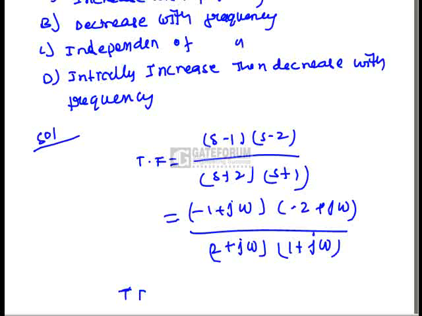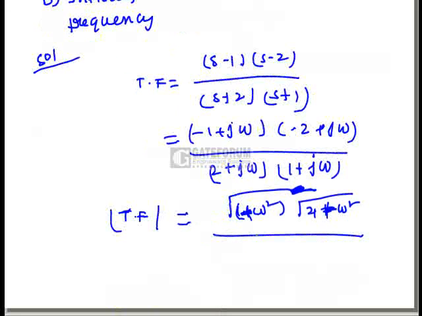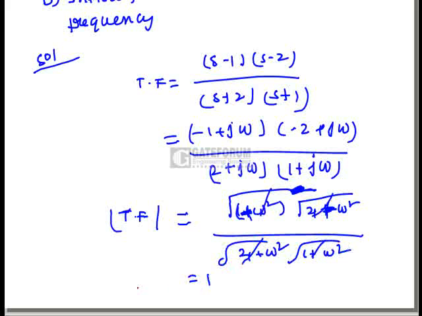1 plus omega square under root, over 2 squared, which is 4, plus omega square. Sorry, j omega whole square means minus, so it is 4 plus omega square. So that is the square root of (1 plus omega square) by (4 plus omega square), times (4 plus omega square) by (1 plus omega square). If you solve this, we will simply get 1. So the magnitude of the transfer function is simply 1.